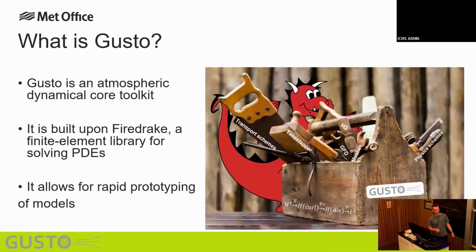Okay, what is Gusto? So Gusto, Gung Ho. Gusto is kind of similar-ish to Dedalus, I would say. So it's an atmospheric dynamical core toolkit. It's built on top of Firedrake, which is a finite element library for solving PDEs. This is not my picture, this is Tom Bendall's picture. So essentially it has a bunch of different transport schemes, time steppers, IO, different equation sets, so compressible Euler, shallow water equations, different mesh types, but all of that is built into Firedrake, and some physics schemes, so not all, but a few idealized physics schemes. And essentially, it ideally should allow for rapid prototyping.